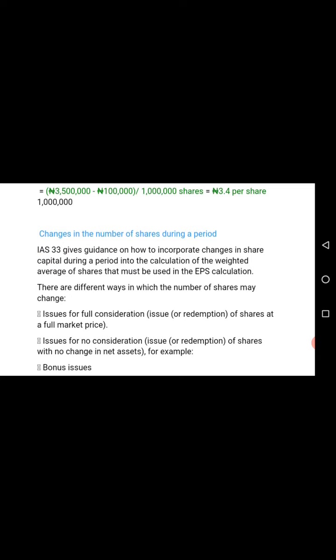Companies could issue shares, and the payment takes the whole value of the market value. Now, if the market value is 5.4 naira per share, the company issues new shares at the market value of 5.4 naira per share.